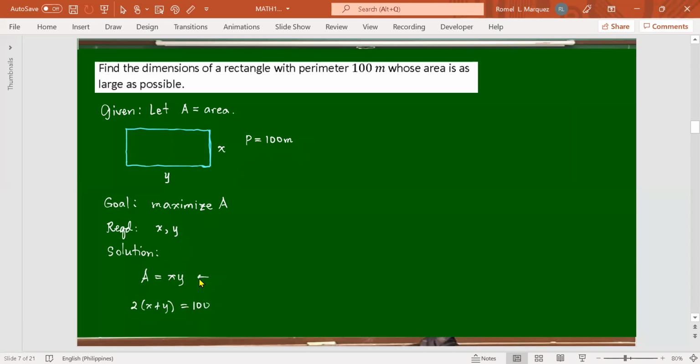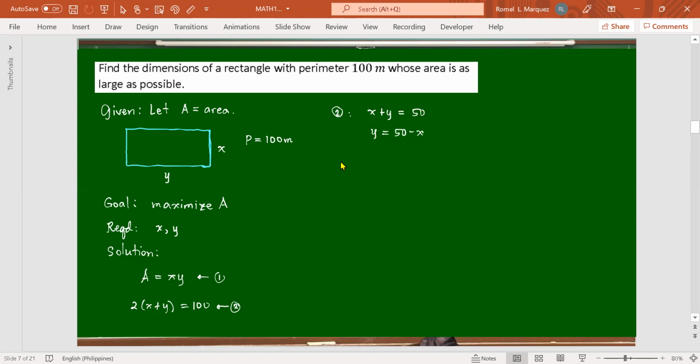So this is our equation 1. This is our equation 2. From equation 2, we can solve for either x or y, no? So from equation 2, divide by 2 to get x plus y equals 50. Then solve for y: 50 minus x.